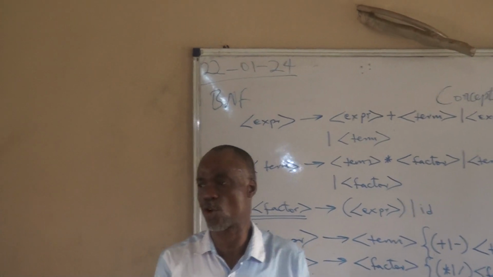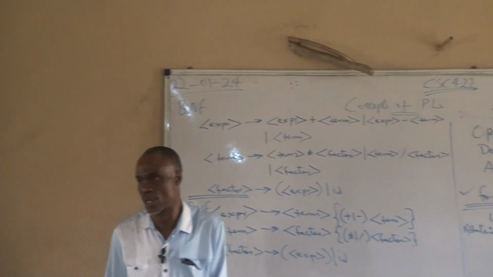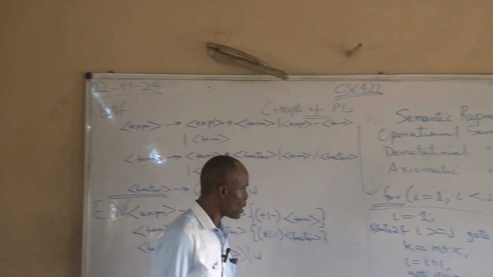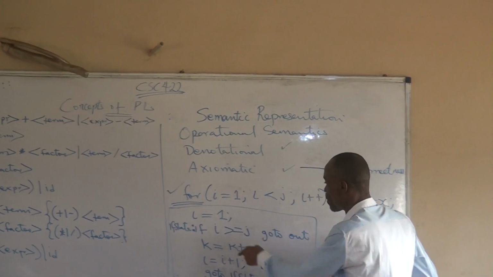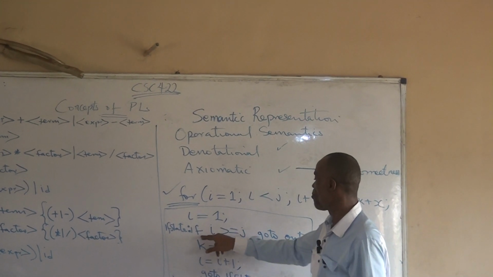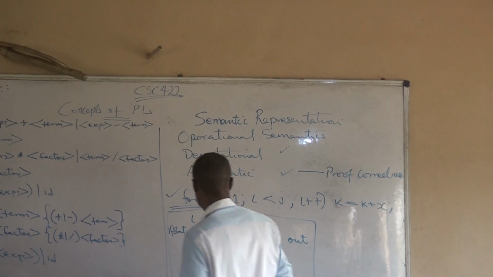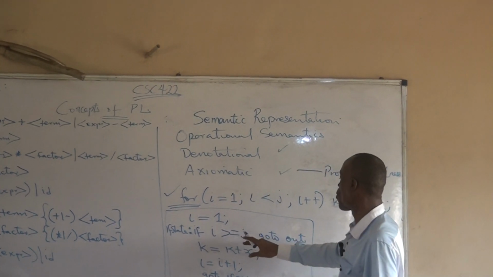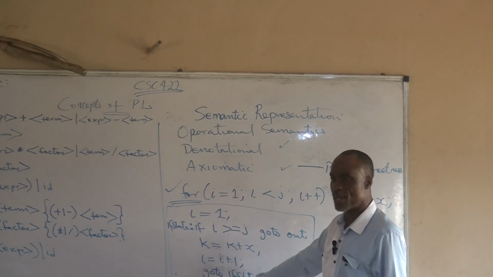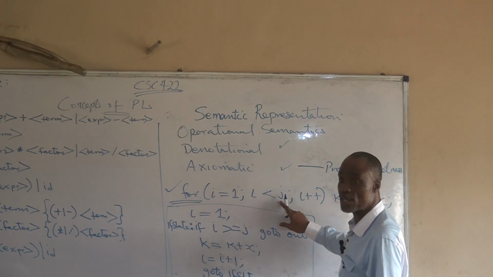So I'm going to give you some short code snippets, some statements, and I will ask you to give us the operational semantics. So this is operational semantics of this. It said I equal to 1. If I is greater than or equal to J, stop. Are you seeing it now? Don't do anything. Because you say I should be less than what?